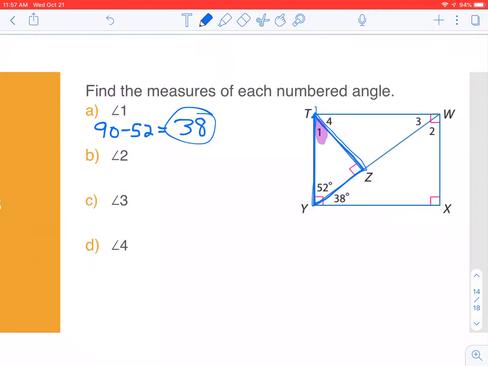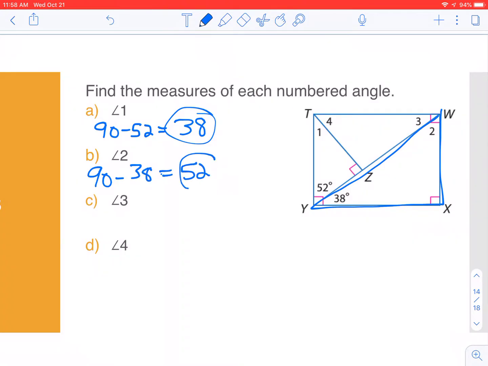Now I'm going to find angle 2. I'm going to erase what I just did. And now put a box around this one. And I see it's a right triangle. So I do 90 minus my other angle, which is 38, will equal 52.